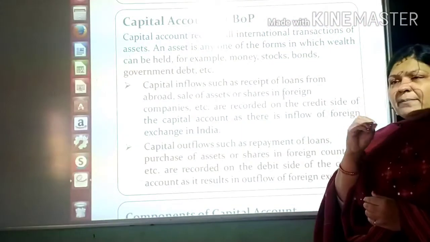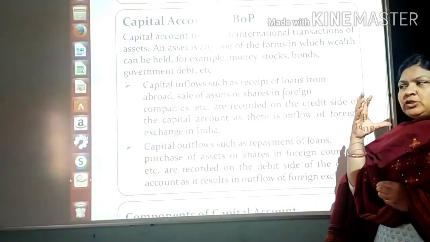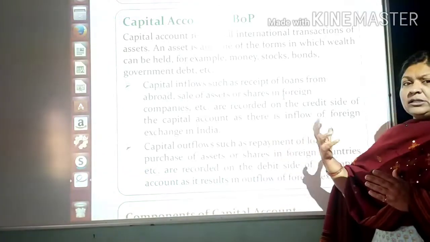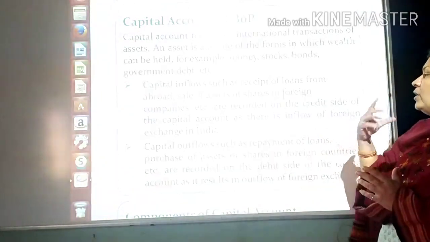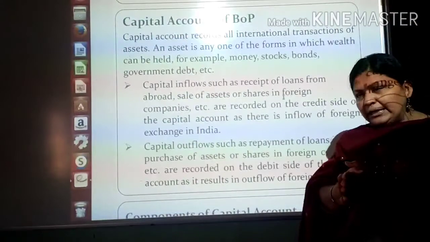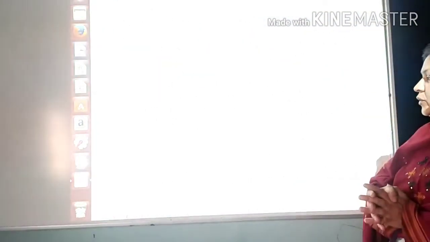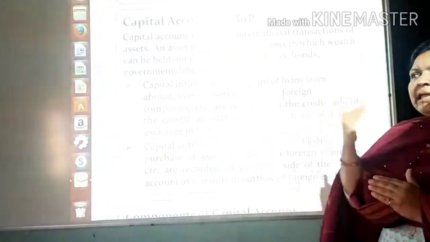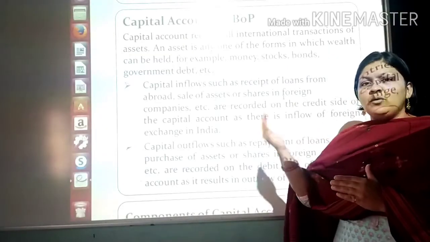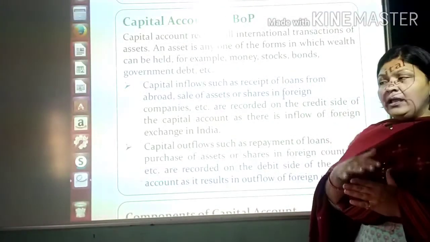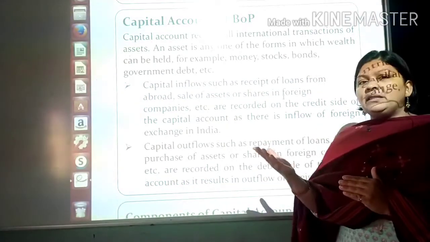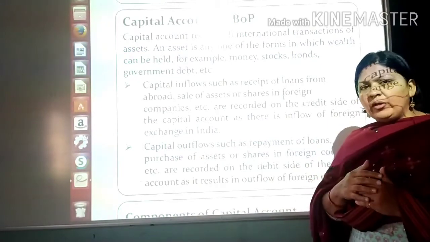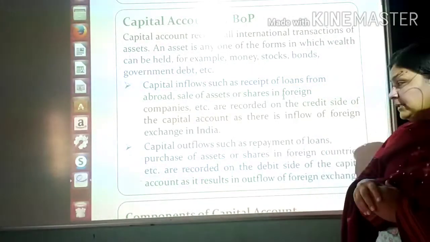फॉरेन एक्सचेंज मैंने पहले भी बोला था, you just assume where your foreign exchange outflow and where your foreign exchange inflow. If it is any inflow, it should be maintained in the credit side. Capital outflows such as repayment of loan. जब आपने लोन लिया तब आपकी inflow आई, so that is the credit side. But when we are talking about the repayment of the loan, so that is the outflow of your foreign exchange, so it should be in the debit side.